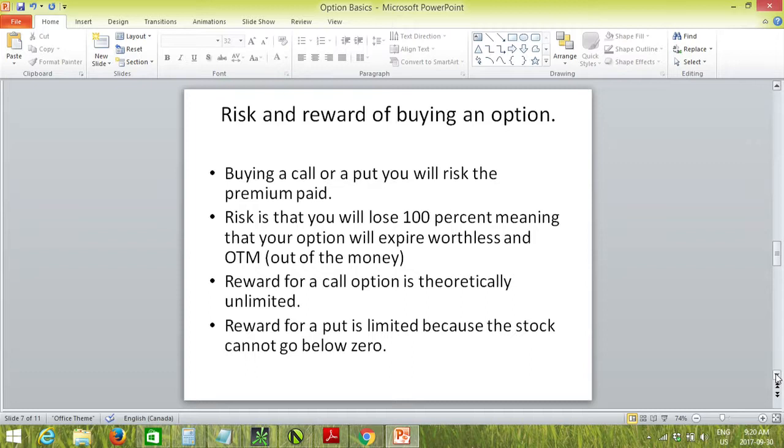Okay, so the reward for a call option is theoretically unlimited. There is no limit to how high a stock can go. Now, of course, it's unlikely it's going to go up 1,000%, whatever. I mean, that's obviously highly unlikely. But there is no potential limit to how high that stock can go within that expiration time. The reward for a put, of course, is limited because the stock cannot go below zero. So if your stock goes to zero, great, you make money on your put, but you can't make anything more than that. Like I say, it cannot go below zero. So it's not unlimited in that case.